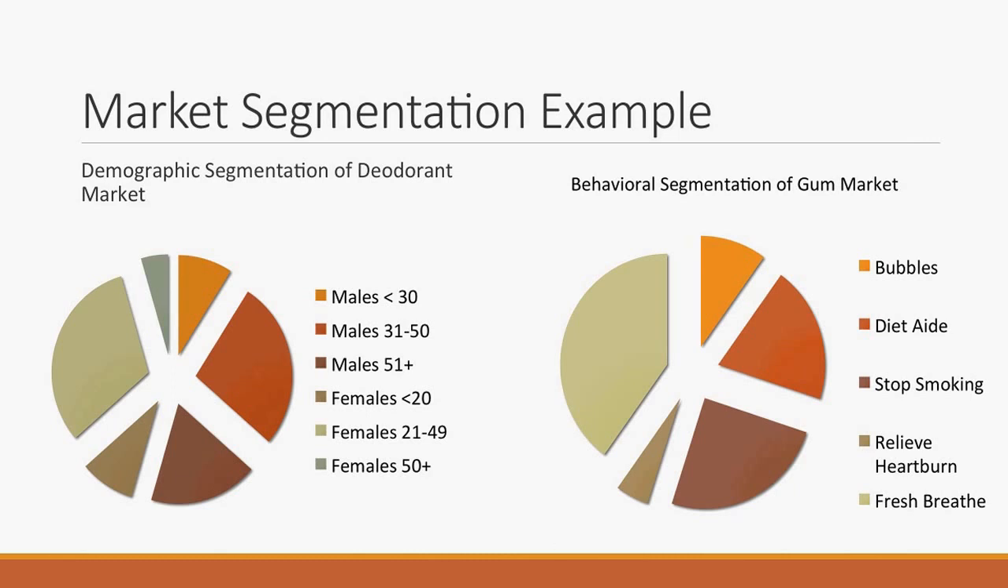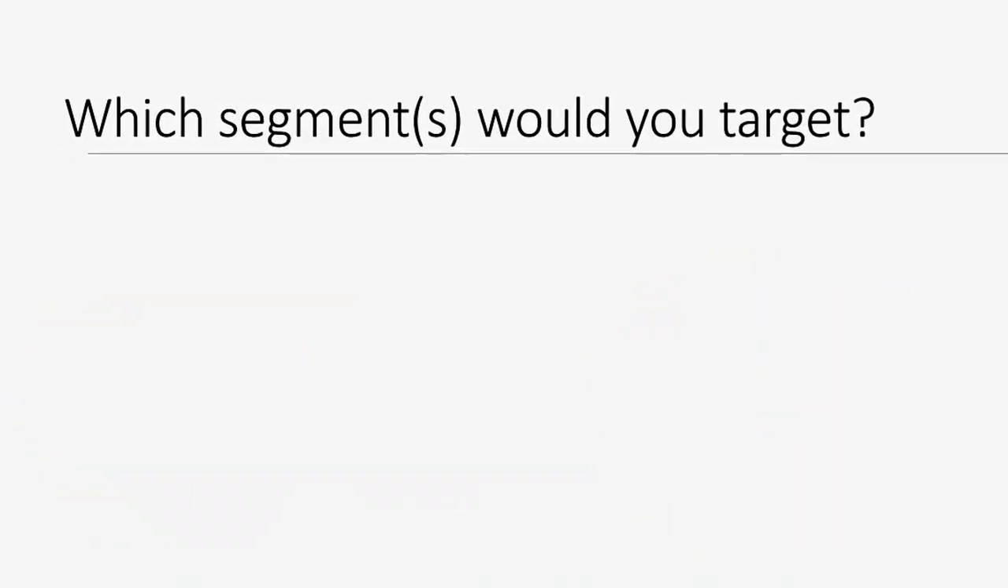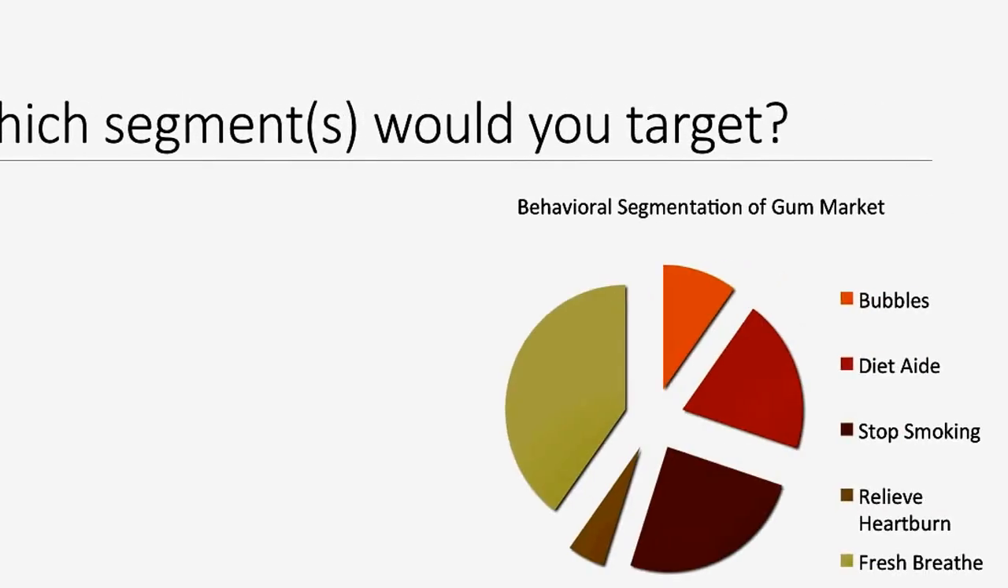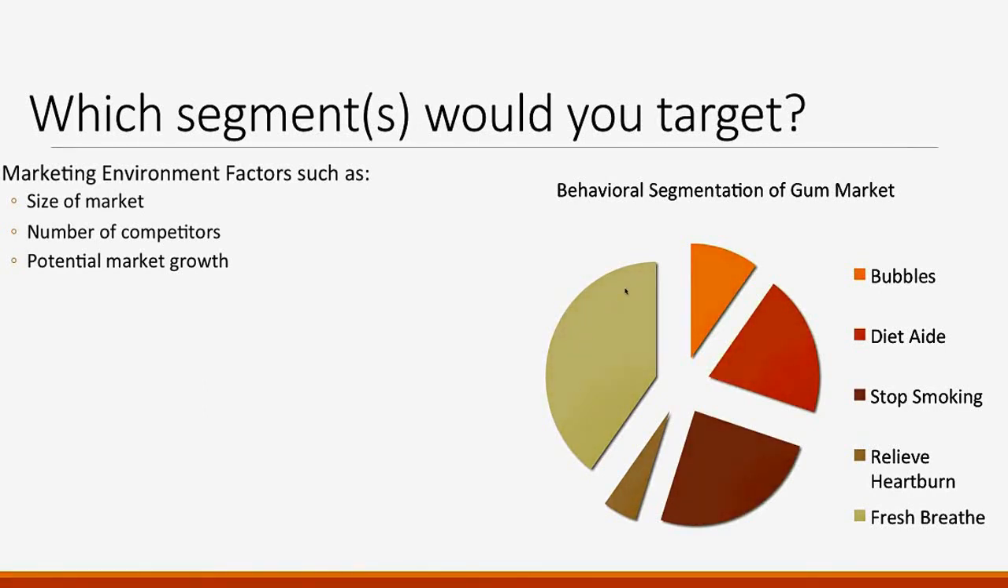So the question is, once you've segmented your market and understand that the mass market is divided into these different market segments, keep in mind segmentation is the process of going through this dividing, whereas the outcome of the dividing identifies these market segments. The next question you might want to ask yourself is, which segment would you target? And there are a variety of things to consider here. If you were going to target the gum market, obviously it looks here as though the size of the fresh breath market might make it the most attractive market to target.